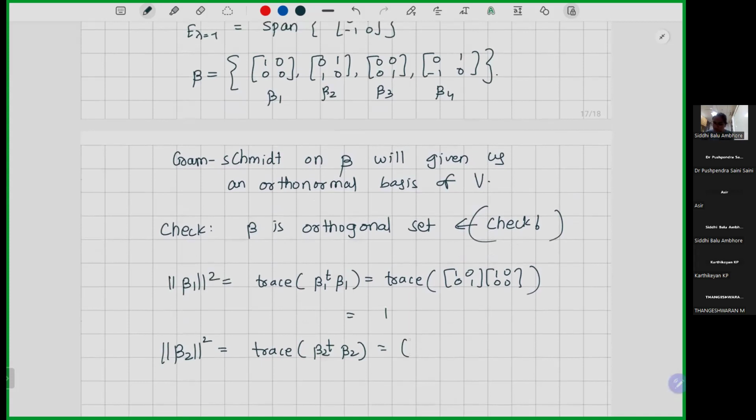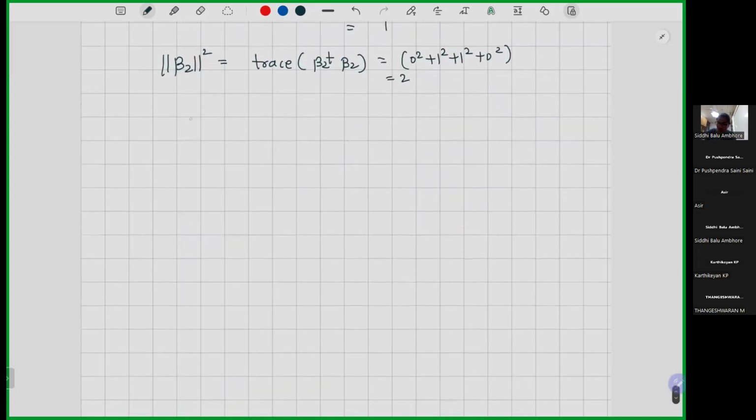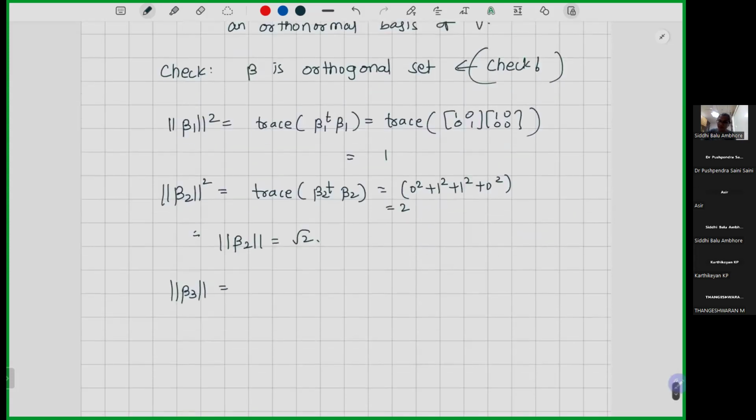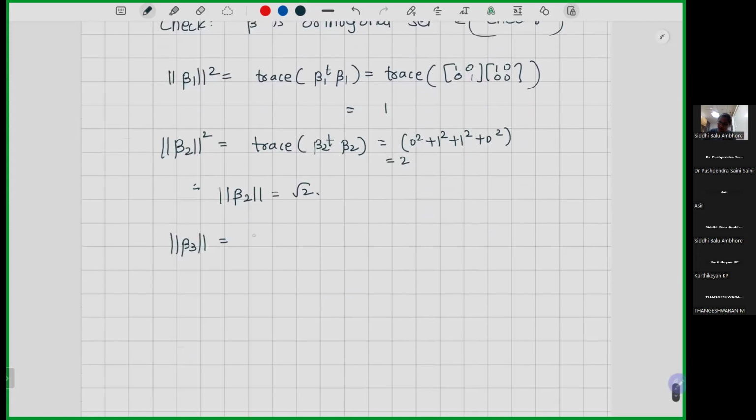Just 0 square plus 1 square plus 1 square plus 0 square, which is 2. So the norm of beta 2 is square root of 2, the norm of beta 3 will be 1, and the norm of beta 4 similarly will give me root 2.